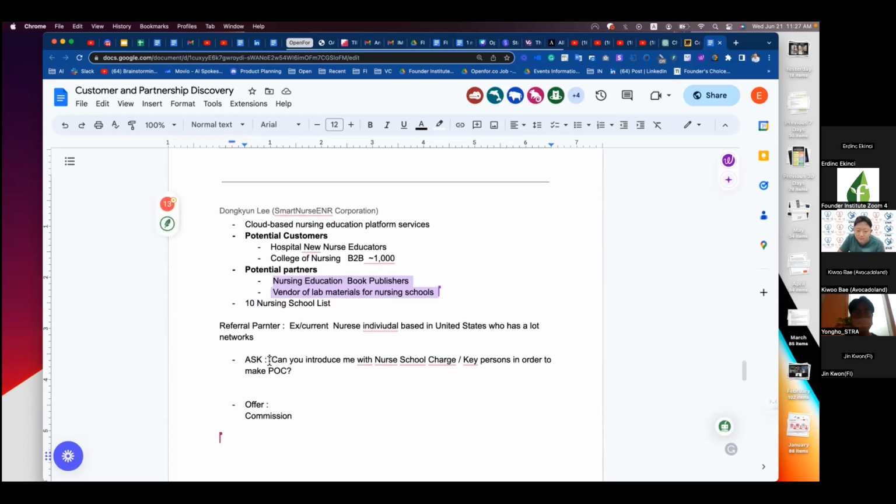If you say that to him, with the POC, if you introduce me, I'm going to pay money, because the POC does not make money. How can he pay a commission, right? So it does not make sense.